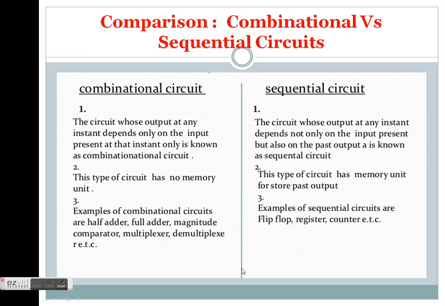The examples of combinational circuits are half adder, full adder, magnitude comparator, multiplexers, demultiplexers, encoders and decoders, whereas the examples of sequential circuits are flip-flops, registers and counters.